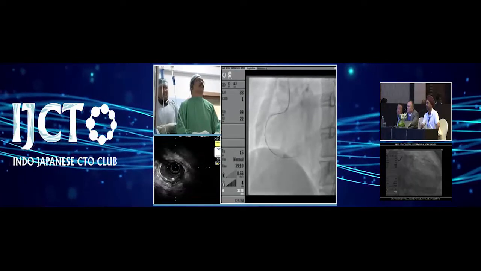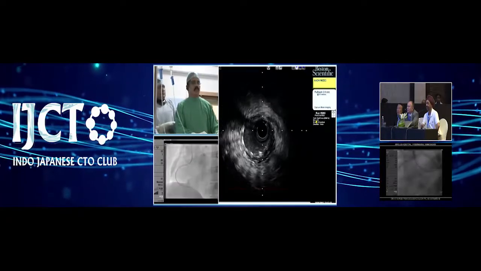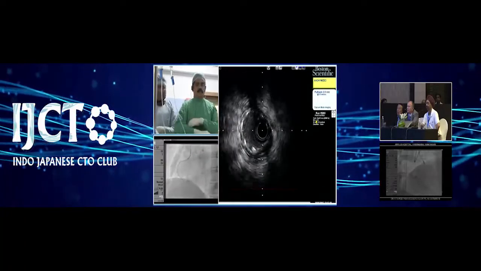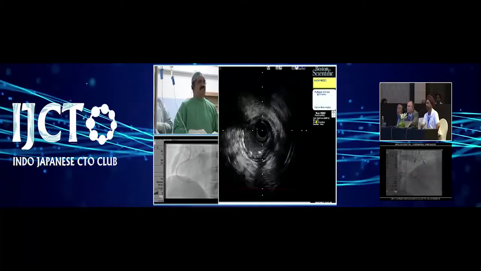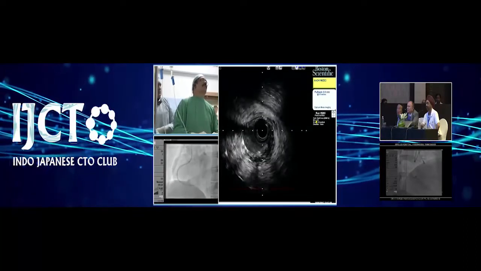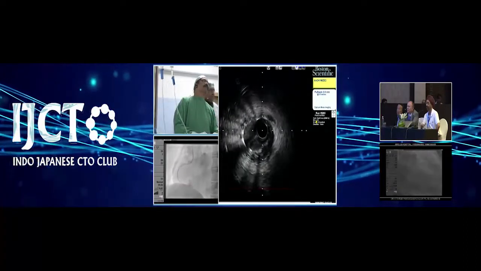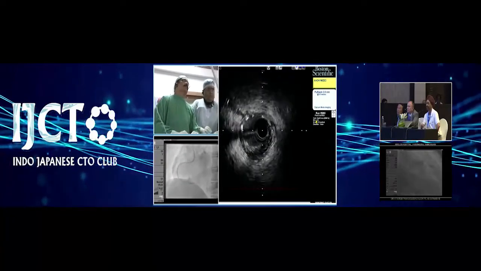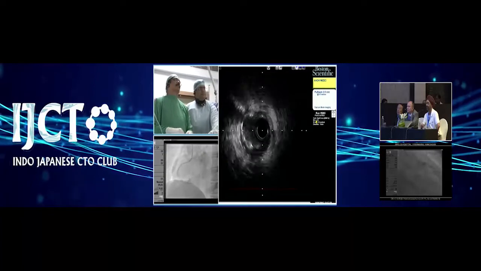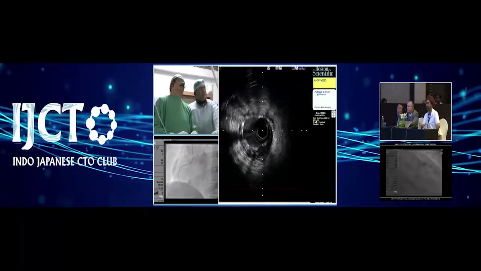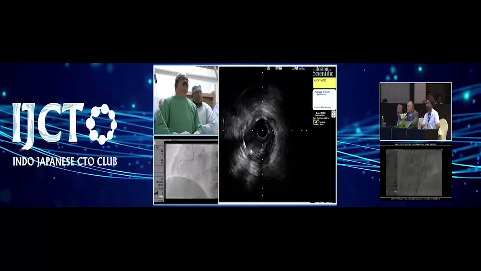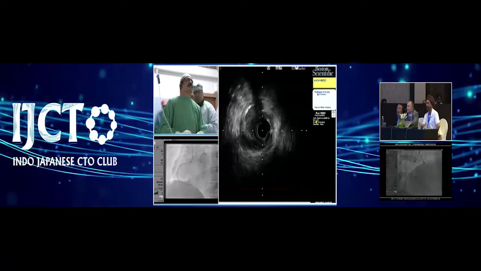Have you had the IVUS which is a big one? It doesn't advance beyond the tip of the catheter? Good. Can we go beyond? Yeah, this is within the stent. Yeah, you need to go beyond. They should go forward. Okay.